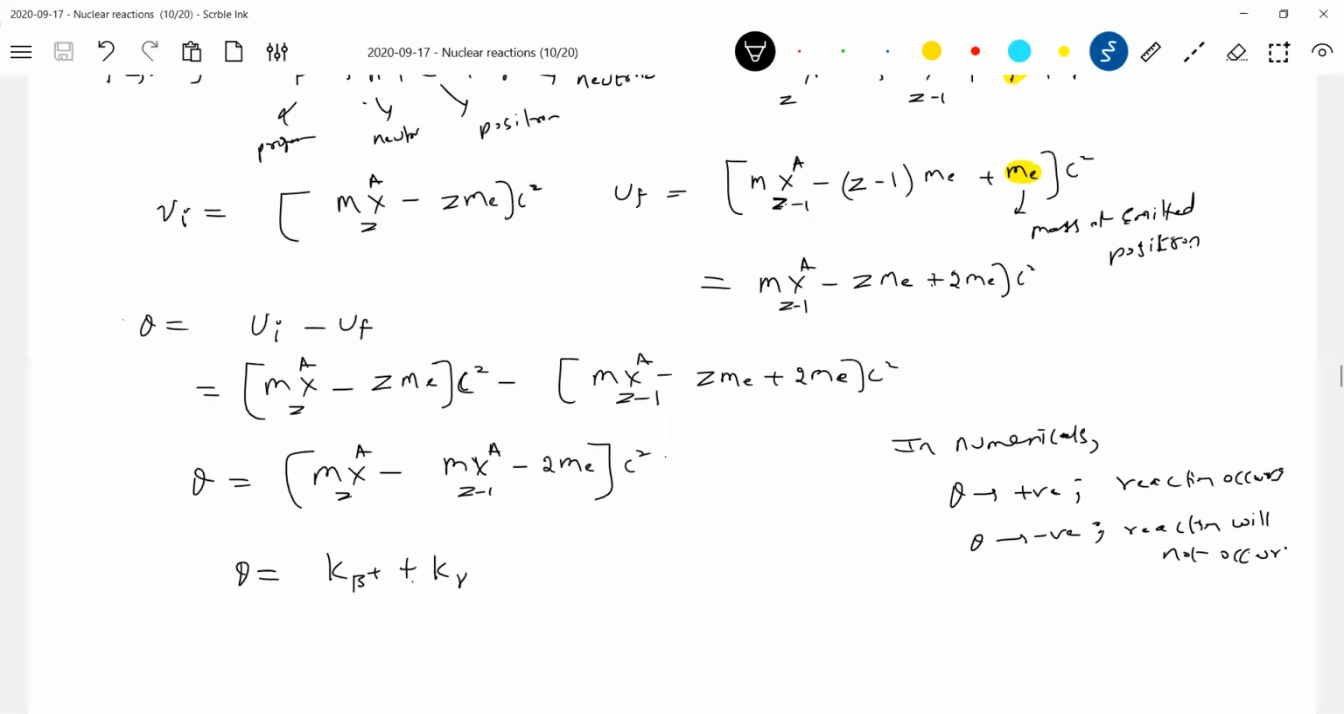Here, will all beta particles have the same kinetic energy? No. The available kinetic energy will be shared by the gamma, the neutrino and the positron. Will it be monoenergetic? No. Different beta plus particles will have different kinetic energies. The available energy will be shared among them.